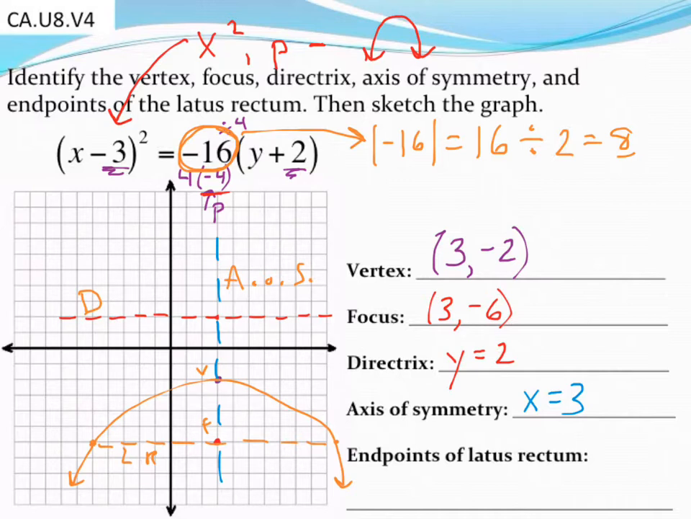I guess as the last step, let's actually write down the coordinates of the endpoints of the lattice rectum. So if you count those out in your graph, you'll see that you have endpoints at 11, -6, and at 5, -6. All right, so there's our parabola. There's a lot of analysis about the details of it. There we go.